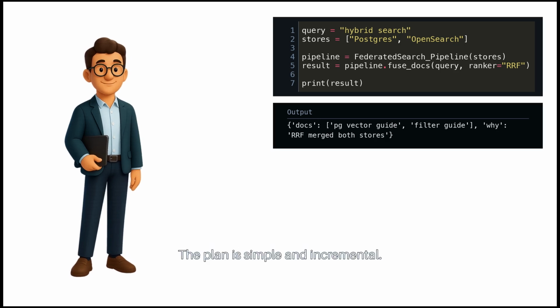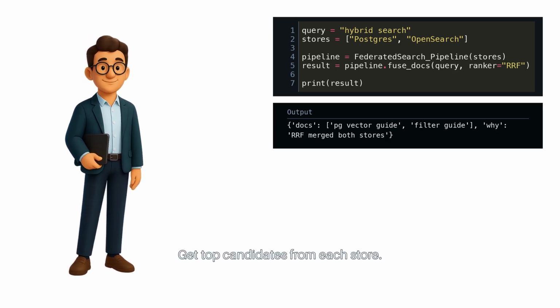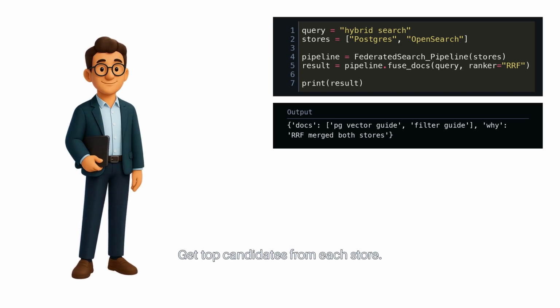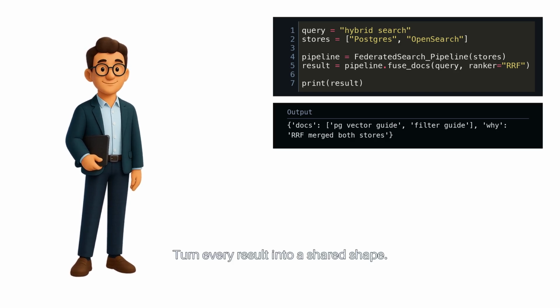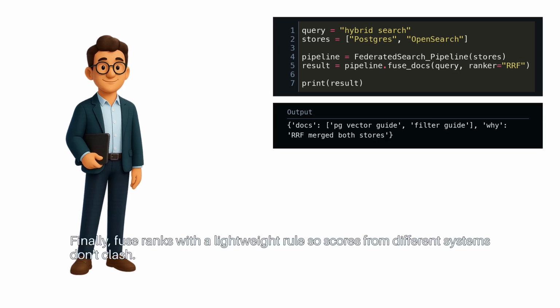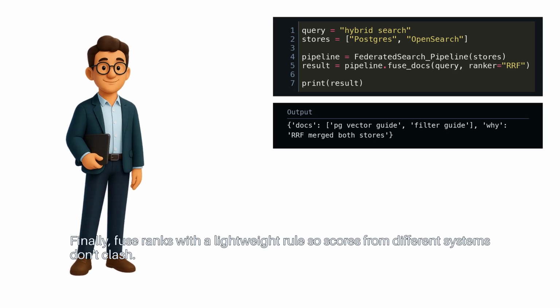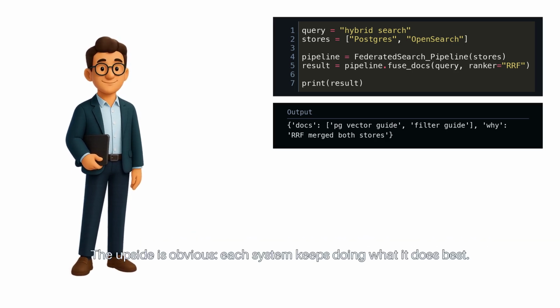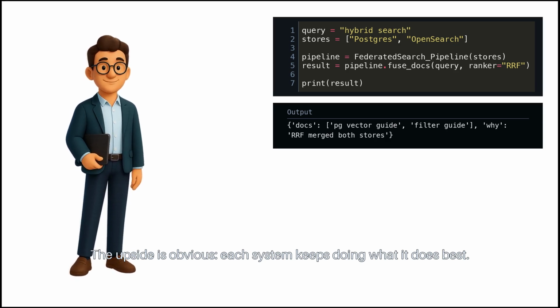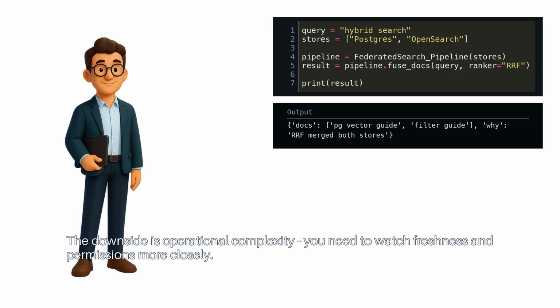The plan is simple and incremental. Get top candidates from each store. Turn every result into a shared shape. Finally, fuse ranks with a lightweight rule so scores from different systems don't clash. The upside is obvious. Each system keeps doing what it does best. The downside is operational complexity. You need to watch freshness and permissions more closely.